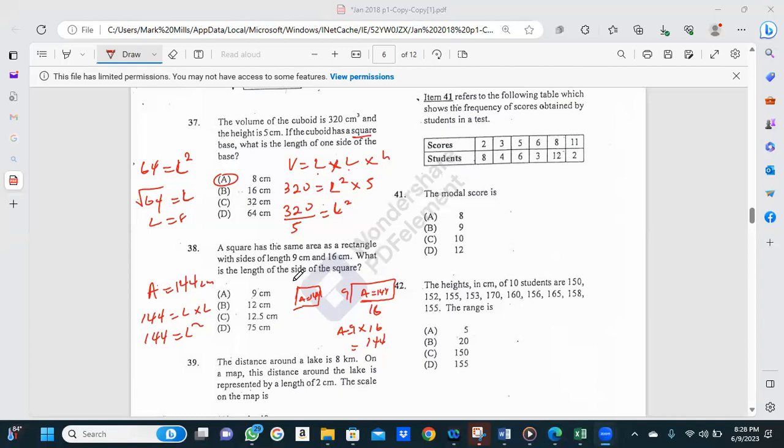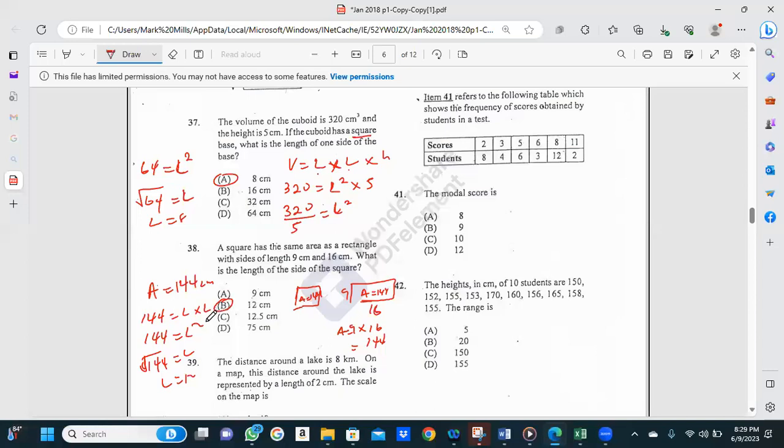So if the area of the square is 144, right? Then you want to find the length. So 144 is equal to L times L. L times L gives me L squared. So L squared is 144. Then find the square root of 144, which is 12. So L will be equal to 12. So the answer is 12, B.